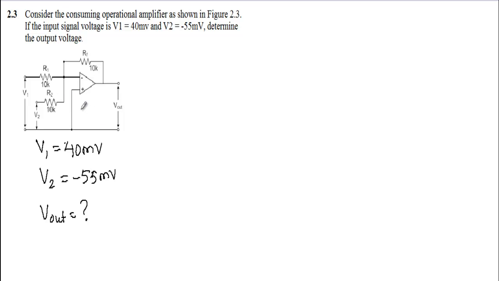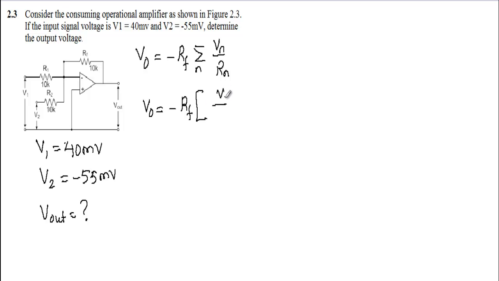Okay, when we check the operational amplifier, it's an inverting amplifier, but there is more than one input, so this is the summing amplifier. Do you remember the summing amplifier equation to find the V out? For the summing amplifier, V out equals negative RF times the summation of Vn over Rn, where Vn is an input voltage and Rn the input resistor, R1, R2 and so on. Therefore V out equals negative RF times V1 over R1 plus V2 over R2, since there are two inputs.